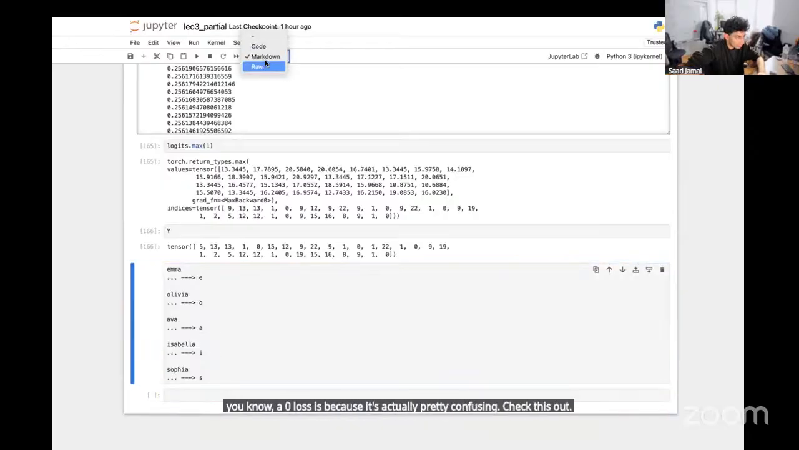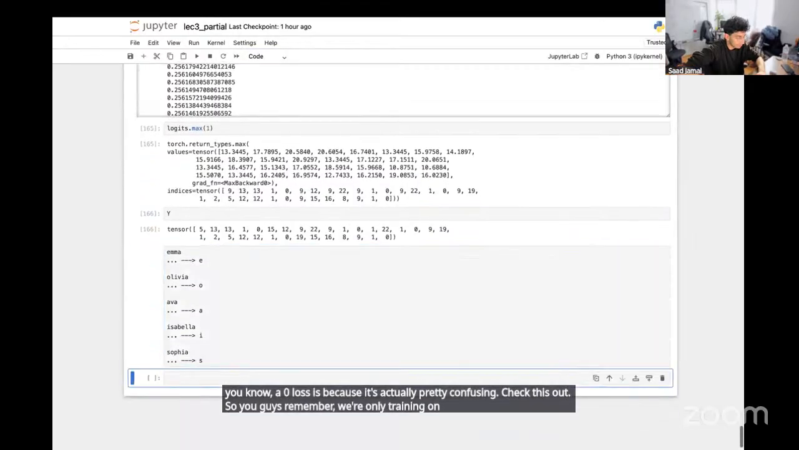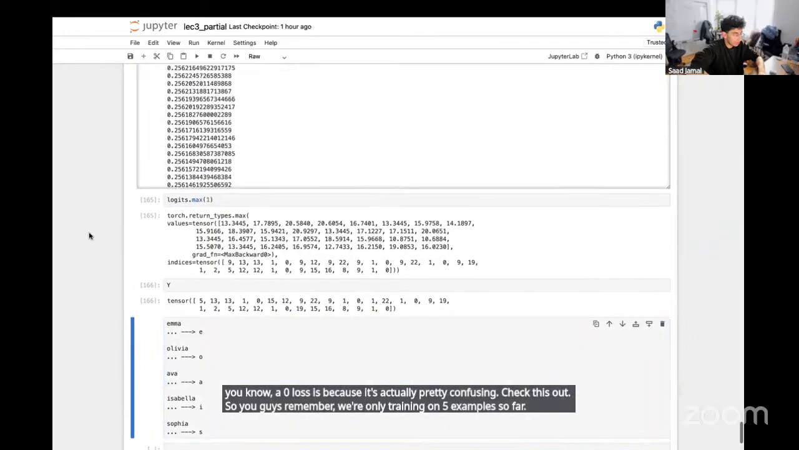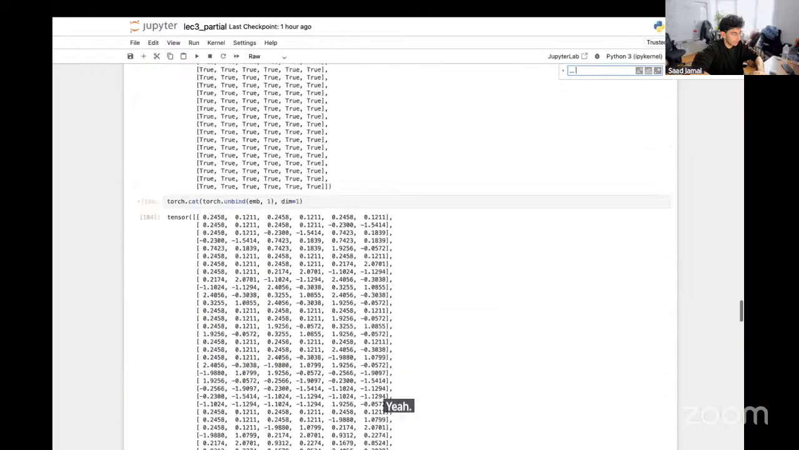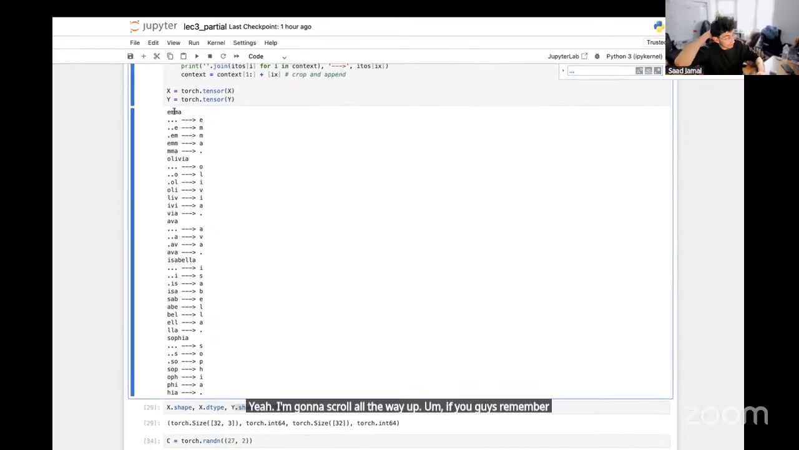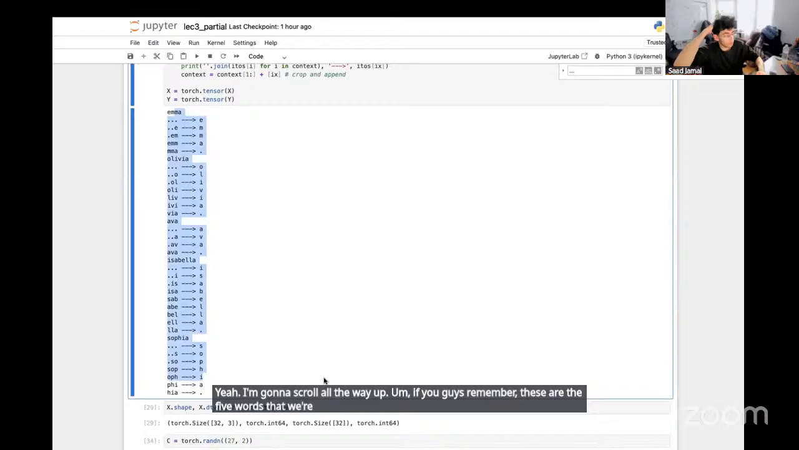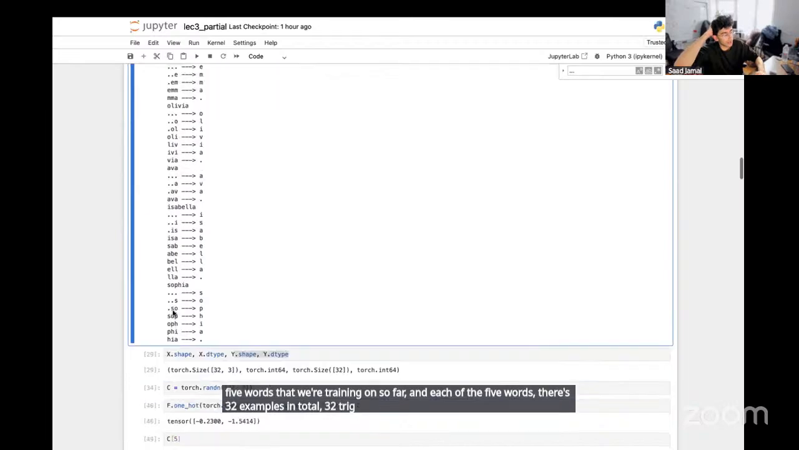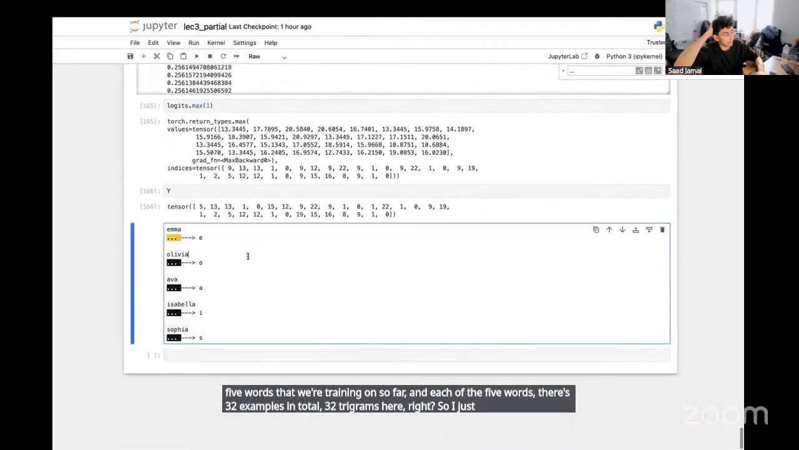You guys remember we're only training on 5 examples so far, right? So I'm going to go back to the code up here. I'm going to scroll all the way up. If you guys remember, these are the 5 words that we're training on so far. And for the 5 words, there's 32 examples in total, 32 trigrams here. So I just pulled out the ones for the first letter.